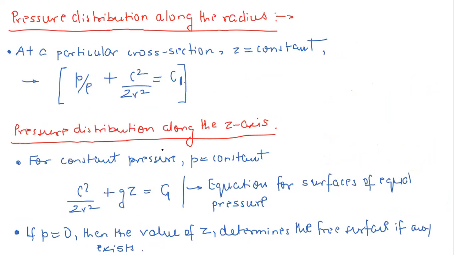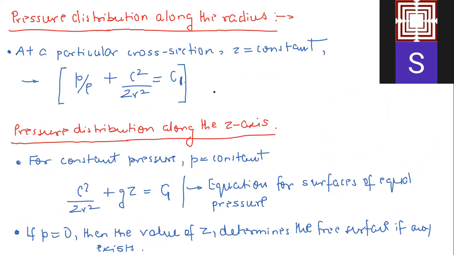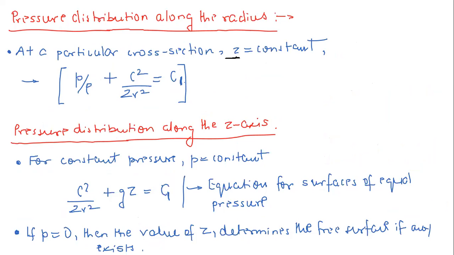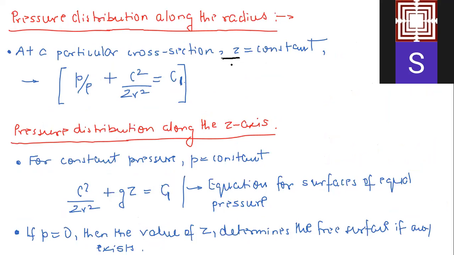Now I'm interested in this one: at a particular cross section, what is happening? At a particular cross section, let us observe the pressure distribution along the radius. So at a particular cross section, you can observe here the Z term will remain constant. The Z term is going to remain constant.